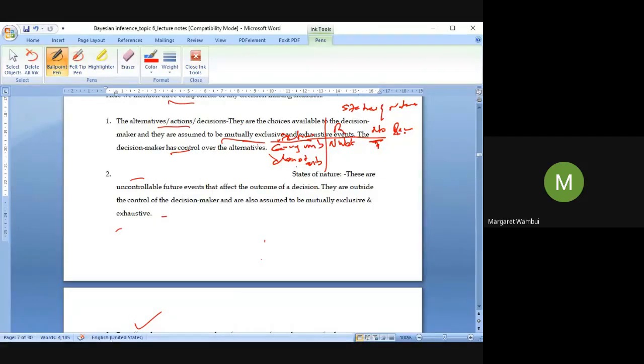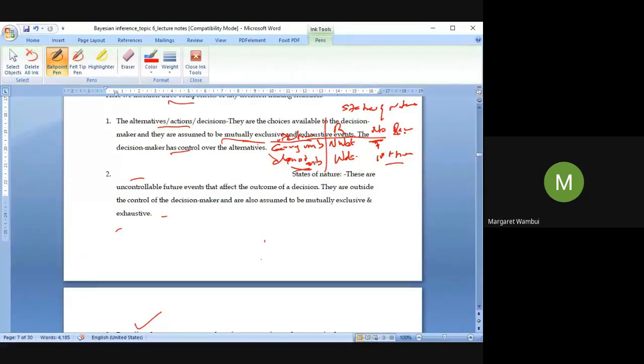Then the next action is you did not carry an umbrella, okay? You have not carried an umbrella and it rains. What happens? You become wet. You do not carry an umbrella and then it does not rain. You don't become tired. I hope you can now see. So what we have inside here is what we are calling a loss function.